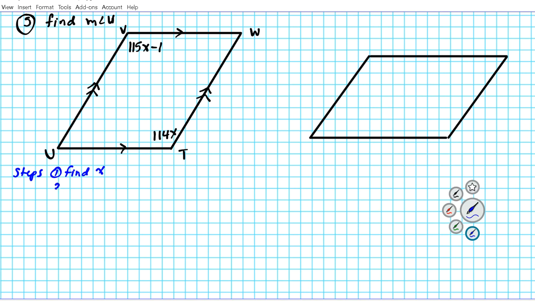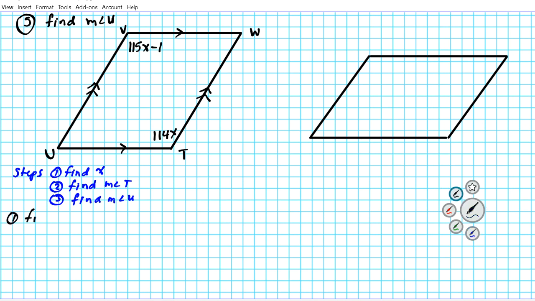Okay, and then number 2, we're going to use that to find the measure of angle T. And then number 3, we're going to use the measure of angle T to find the measure of angle U. All right, let's do it. So let's start with part 1.